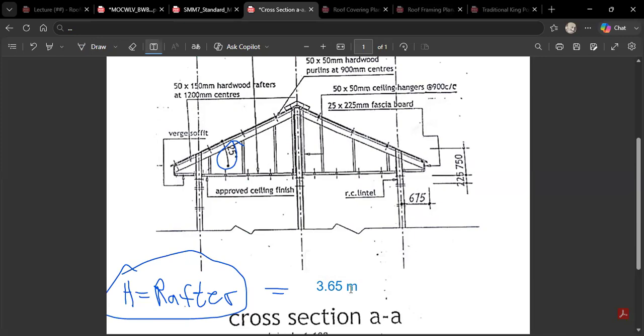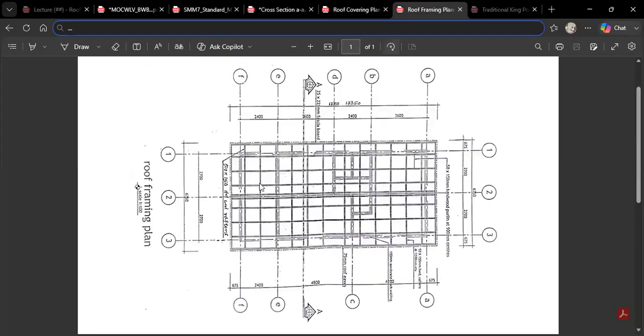So you can see the value of your rafter over here: 3.65 meters. That is the length. But take note that the rafters we are talking about are plenty. Let's go to the roof framing plan, and you see the rafters are many. So how many rafters were used?